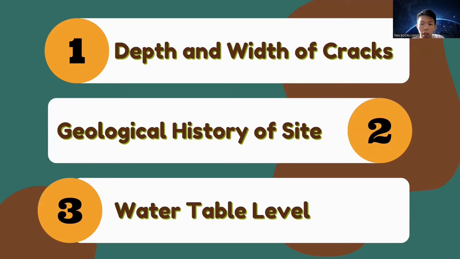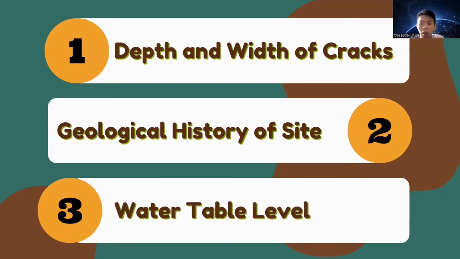So the first one is the depth and the width of the crack. Then the second one is the geological history, and the third one will be the water table level. For the depth and width of the crack, the UPV method, which is the ultrasonic pulse velocity method, can be carried out because it is a non-destructive method.